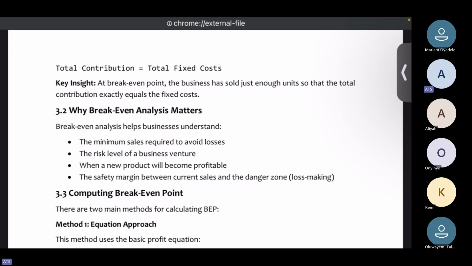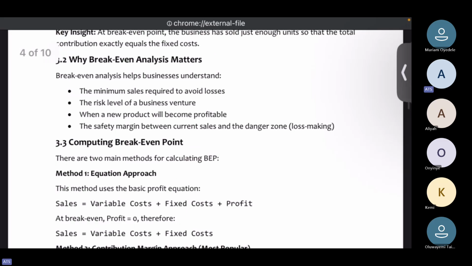So maybe you have done your analysis and you understand, okay, if I break even at this point, by this year, maybe I would have gotten more customers, my sales will go up, I'll be able to make profit. So it helps you to understand all of this. It also helps to understand the safety margin between current sales and the danger zone. So maybe you're even making profits at the end of the day.